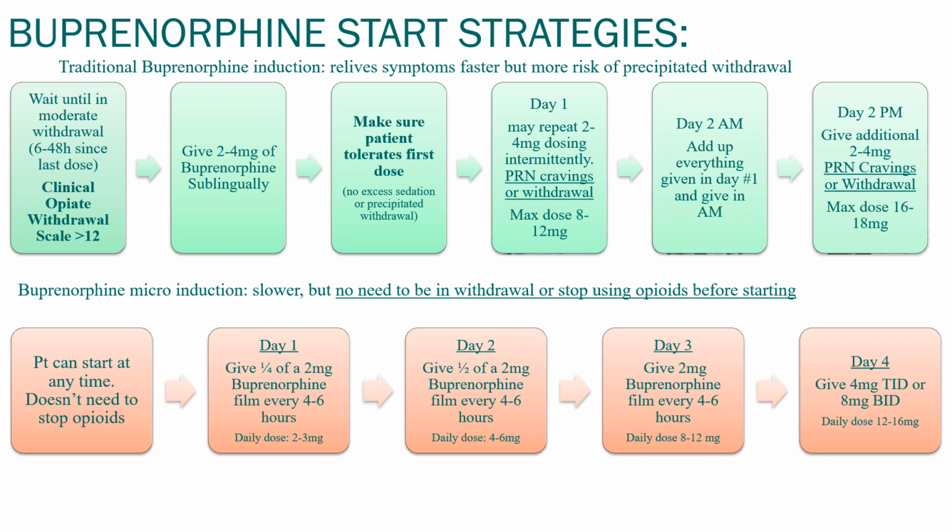Day 3, they can take a full 2 milligram film every 4 to 6 hours. So that's a daily dose of 8 to 12 milligrams. They're starting to ramp up. And day 4, they can go on to their regular schedule of taking 8 milligrams twice a day or 4 milligrams 3 times a day. And then after that, you can titrate their dose to effect.